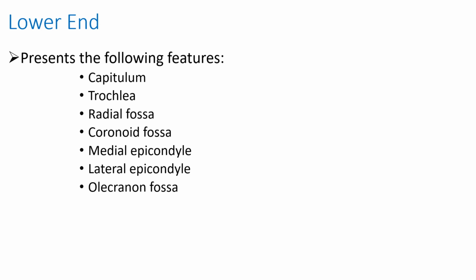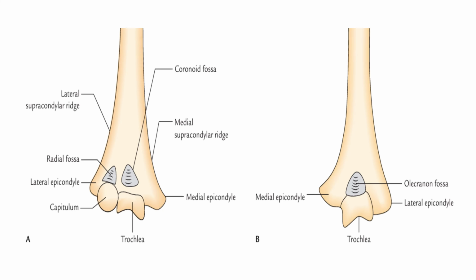Then the lower end presents with the following features. We have the capitulum, the trochlea, the radial fossa, the coronoid fossa, medial and lateral epicondyles, and then the olecranon fossa. So here is a diagram illustrating the parts of the lower end of the humerus. We have the trochlea. This is the trochlea. Then this is the capitulum.